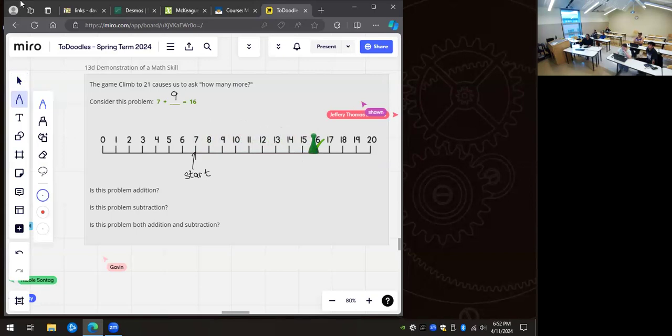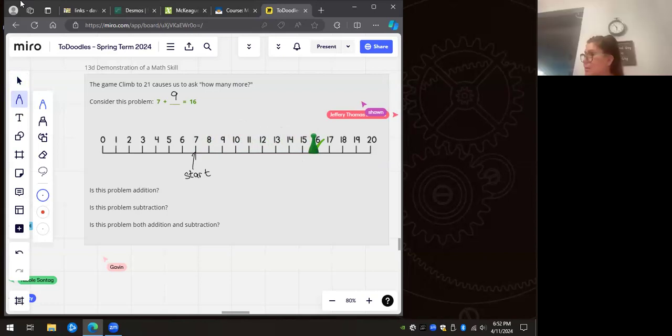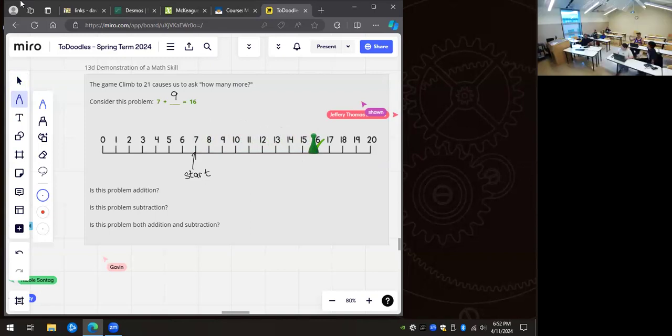Right. So my question isn't, can you do this? Of course you can do this. My question is, is this addition or subtraction or both? This is addition, because we're trying to get to a higher number. We're doing both, right? Because we're making it bigger.